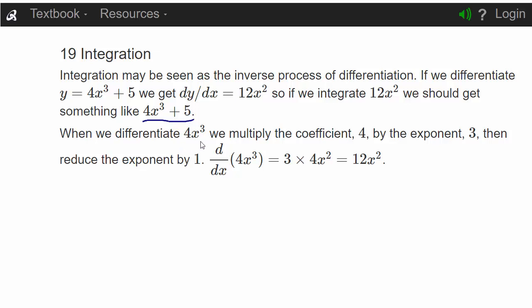Let's just remind ourselves about differentiation. Differentiating 4x cubed, we multiply the 4, the coefficient, by the exponent 3, and that's where the 12 comes from, and then we reduce the exponent 3 to 2, and that gives us 12x squared.